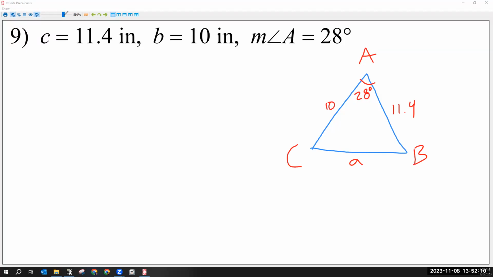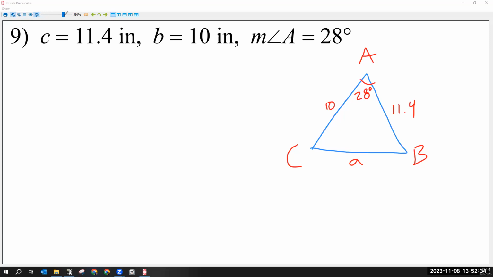Now, you may have drawn yours a little different from mine. It may be arranged a little different, but regardless of how you drew it, assuming you drew it correctly, you would have both side 10 and side 11.4 touching 28, right? Because the only side not touching that angle would be side A, and we're not given side A.